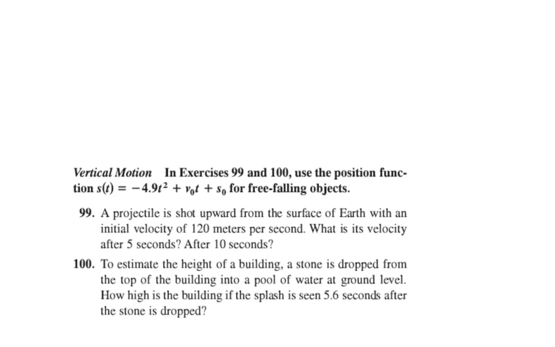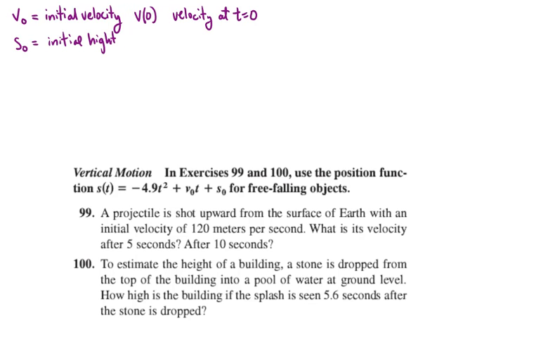Okay, in problems 99 and 100, we have some applications of vertical motion, and we're given the function s of t is equal to negative 4.9 t squared plus v sub 0 t plus s sub 0. And v sub 0 just means initial velocity. That's the velocity at time t equals 0. Then s sub 0 is the initial height, spelled H-E-I-G-H-T. The initial height, or s of 0, the height at time t equals 0.